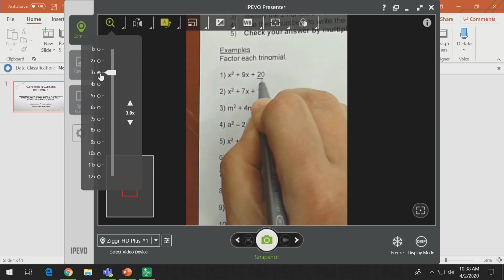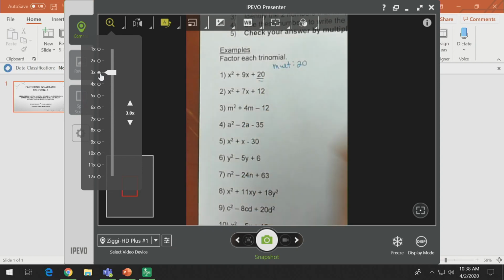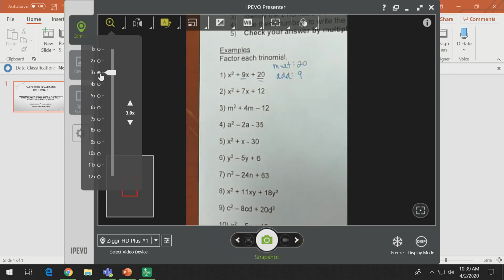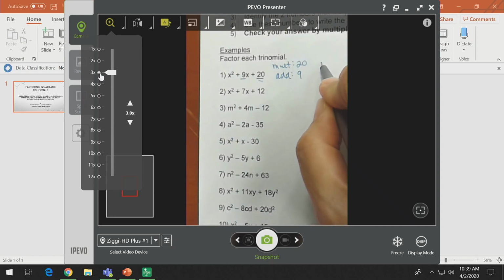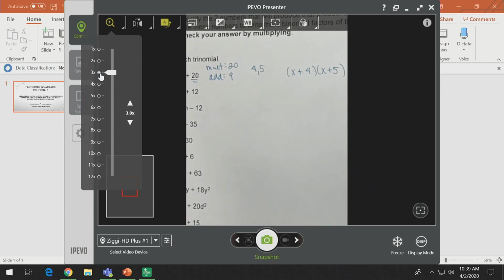So I need to find two numbers that multiply to 20, but at the same time, those two numbers have to add to 9. Hopefully you would identify those as 4 and 5. So the two numbers are 4 and 5. That means we're going to write this as x plus 4 times x plus 5. And that's my final answer.